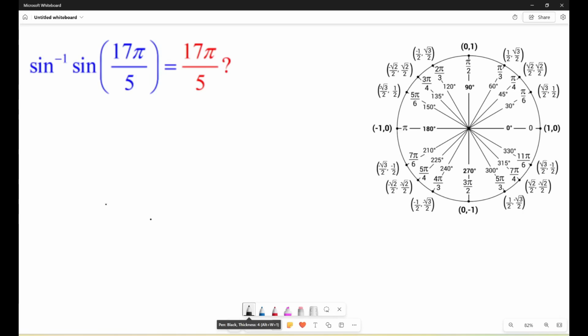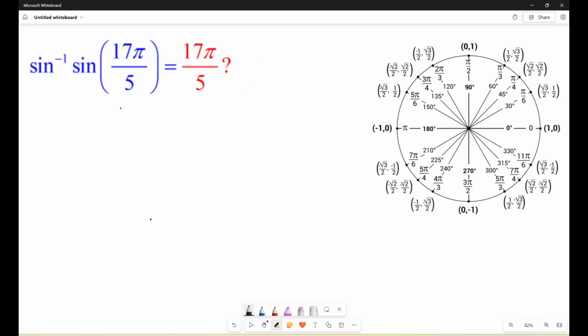Hello everyone, in this video we're going to learn how to solve this composition of inverse trigonometric functions. We need to solve sine inverse of sine of 17 pi over 5. A lot of students make a mistake. If they look at this one, they automatically answer 17 pi over 5. This is a big no.